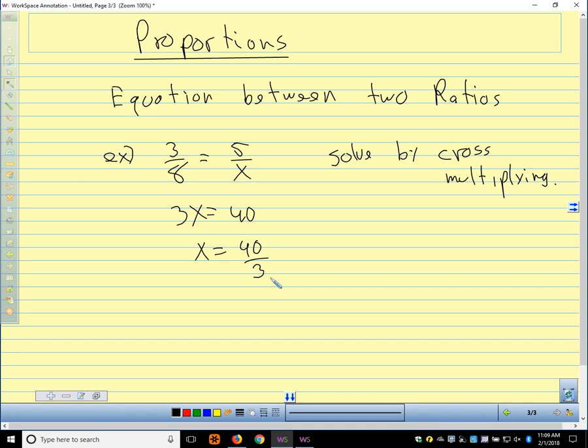Yes? So you cross-multiply them to get the equation, and then you solve the equation to find the missing value. Will it always come up as a fraction? Not always. Usually it does, though.